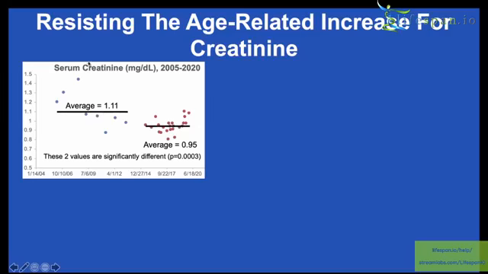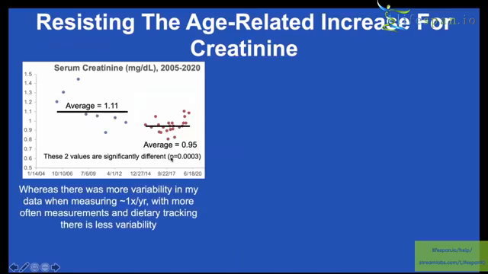Pre-tracking values for my diet, my average value over 8 measurements in my 30s was 1.11. And I've actually reduced that over the last 5 years, whereas creatinine, as I mentioned, increases during aging. Again, these two groups of data are significantly different. There was more variability in my data when I was tracking less often, just as another illustration of why more data is better, but you can see the data is tighter, there's less range. And one component of that may be the dietary tracking too.